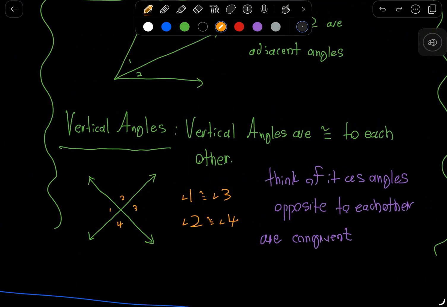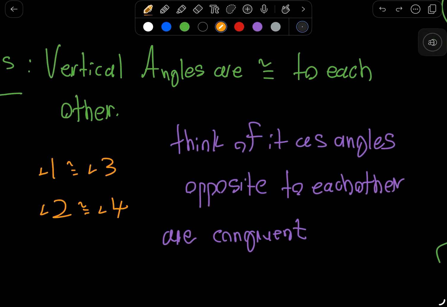Now, another relationship is vertical angles. Again, I think this is also another important topic, but vertical angles are always going to be congruent to each other, right? And how I like to think of vertical angles is just angles that are opposite to each other. So yeah, like I said here, think of it as angles opposite to each other.